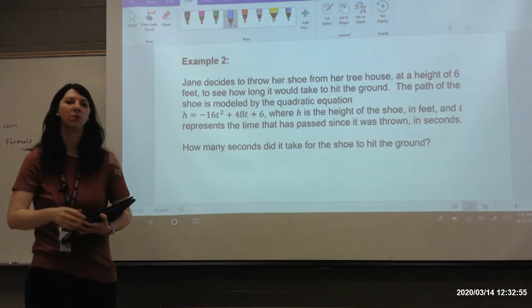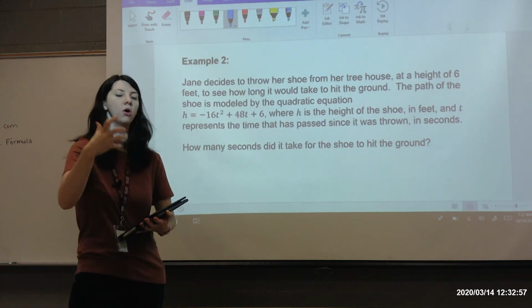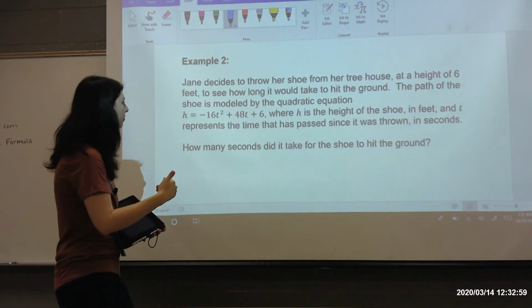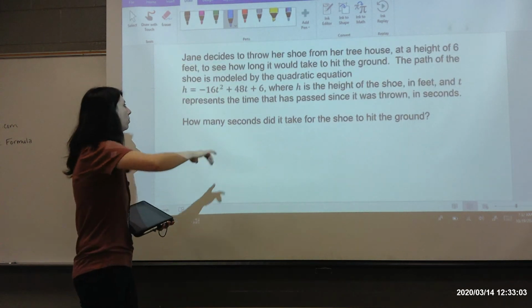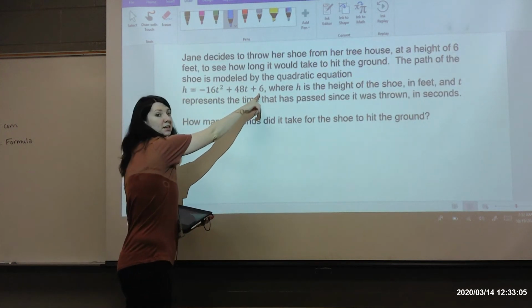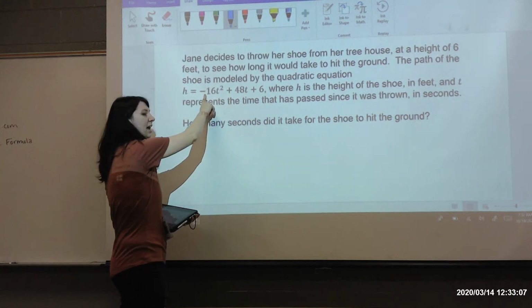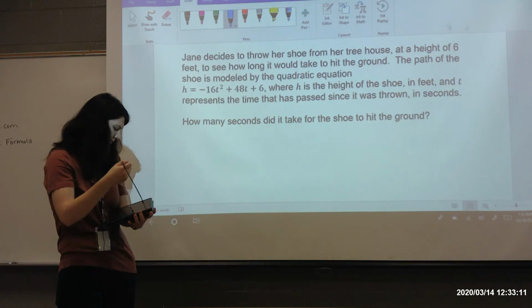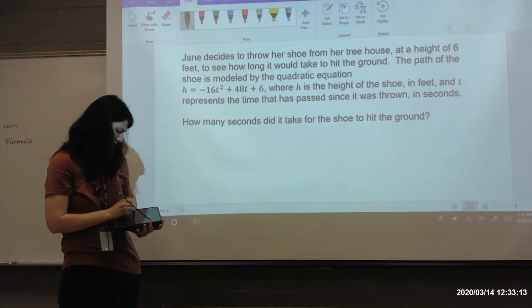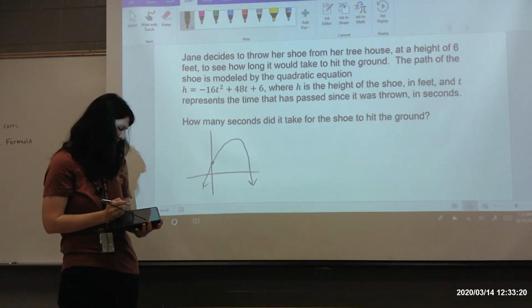So we've got to think, when it hits the ground, what part of my quadratic is that? Sometimes a helpful way to do that is to sketch a graph, okay? We know our y-intercept is 6. We know it's opening down because it's negative in front. So this doesn't have to be perfect, I'm just going to sketch a graph. It's a shoe being thrown. So y-intercept is 6, it's opening down. It probably looks something like this, right?